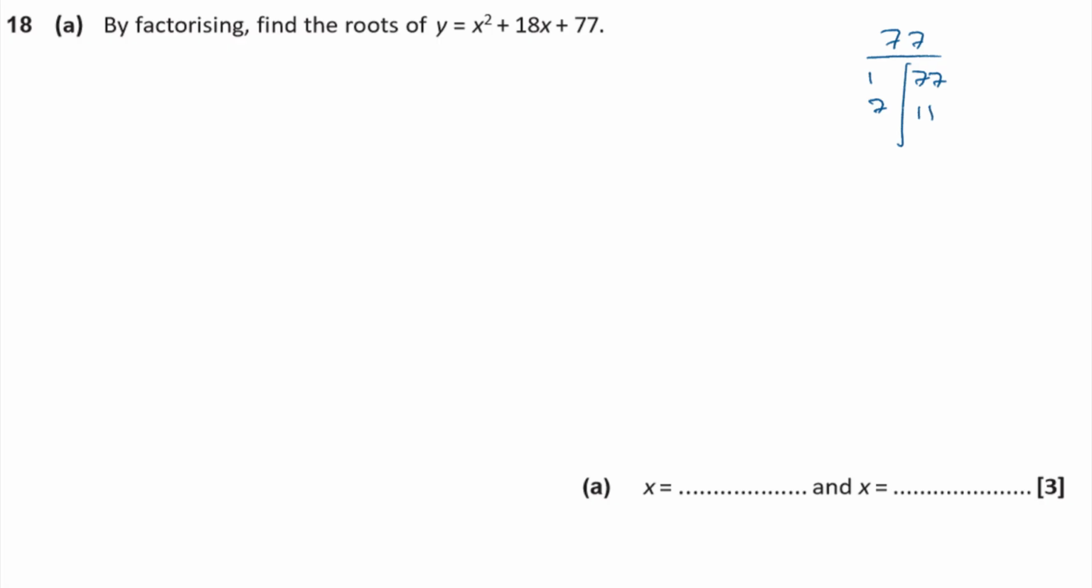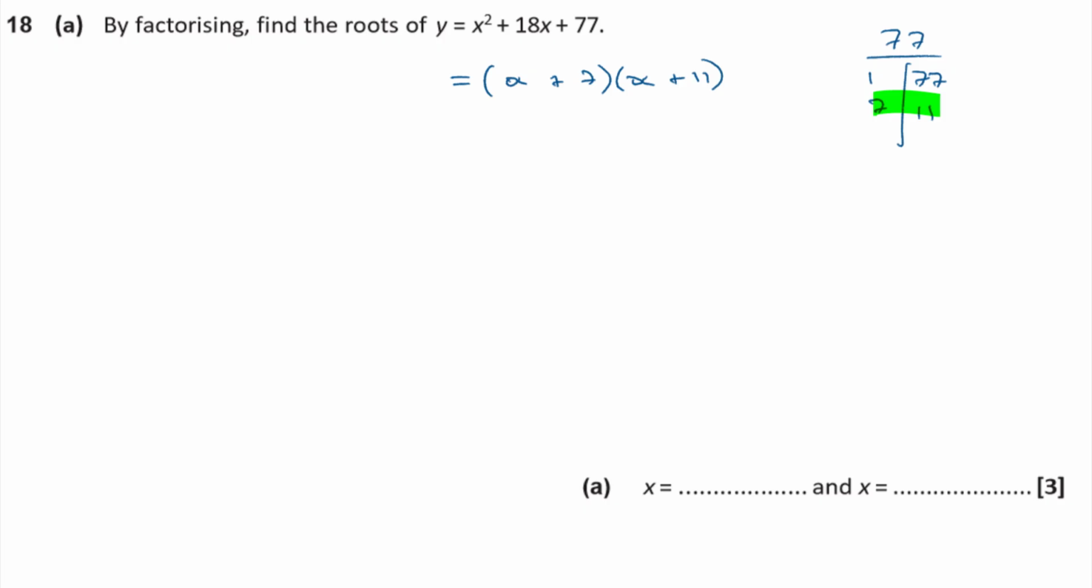2 doesn't. 3 doesn't. 4 doesn't. 5 doesn't. 6 doesn't. 14? No, 14 doesn't. I think it's just those two: 1 and 77, and 7 and 11. I think it's going to be 7 and 11 because 7 and 11 add up to 18, which is the middle term. So I think we're going to go for this pair here, 7 and 11. So x plus 7, x plus 11, like that.